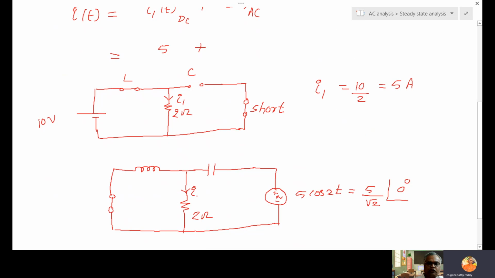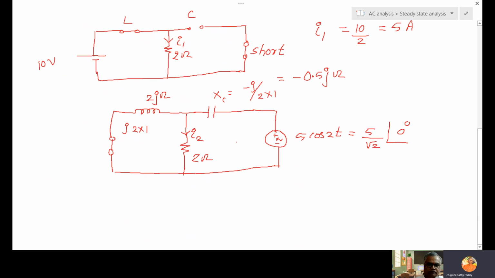For this current I2, inductive reactance is J omega L. Omega is 2, L value 1. So effectively 2J ohm. Then capacitive reactance is minus J by omega C. Omega is 2, C value is 1. So minus 0.5J. So with this you have to find I2.